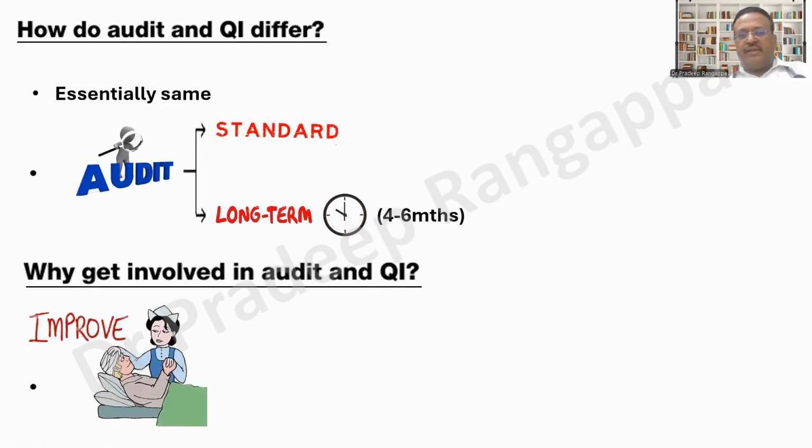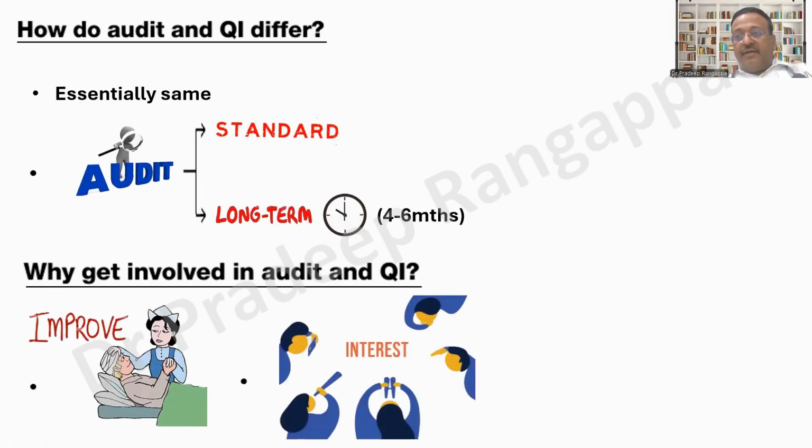So why do we do quality? Why do we get involved in audit? Because the primordial aim of doing audit and quality improvement is to improve patient care. So our whole effort should be to improve patient care and to take special interest in certain areas where there may be gaps in attaining good clinical excellence, because there are certain areas where we may not be doing well, to put focus and energy into that area so that we improve upon it.